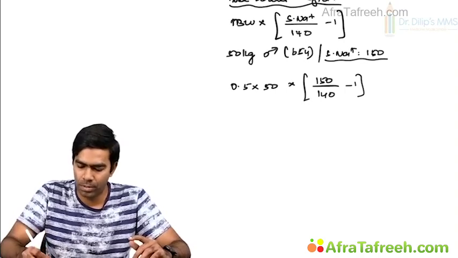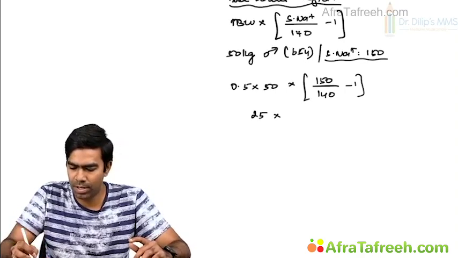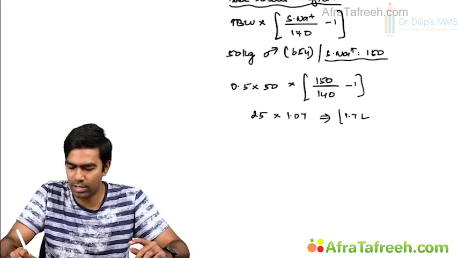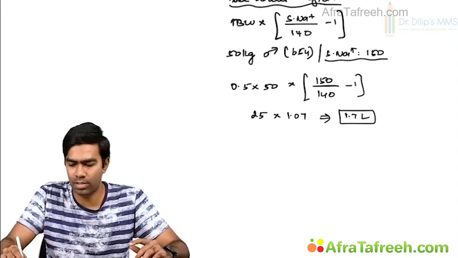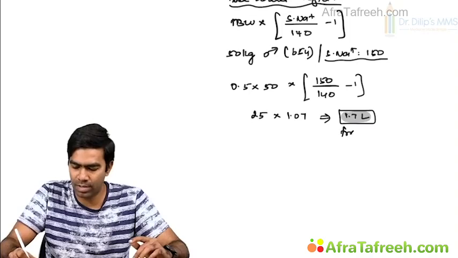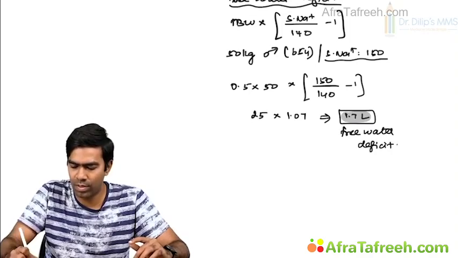Clear? So here it will be 25, that will be multiplied by probably 1.07, which will come to approximately 1.7 liters. So that's what the answer will be, which means I'm going to get around 1700 ml. So that's the derivation, which means this patient has a 1.7 liter free water deficit. And remember, in acute hypernatremias, all this can be corrected within 24 hours, which means I can set just 1.7 liters over the next 24 hours and go on, that's all.